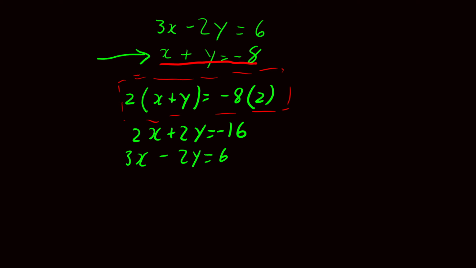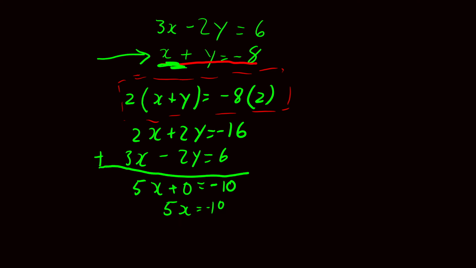Okay. So now we can do the same thing, add down. So 2x plus 3x is 5x. 2y minus 2y is 0, or plus 0, whatever. And minus 16 plus 6 is negative 10. Okay, so we have 5x equals negative 10, so that means x equals negative 2.